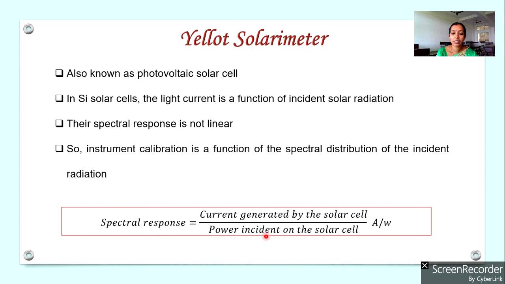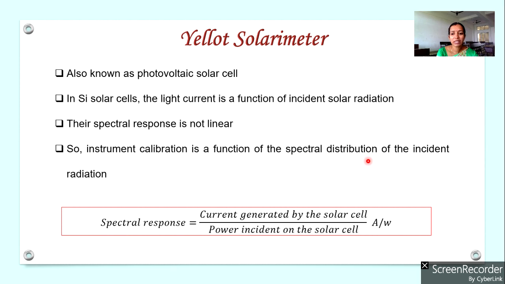So power in corresponding ആയിട്ട് എത്ര കറണ്ട് ജനറേറ്റ് ആവുന്നു, ഫോൾ ചെയ്യുന്ന സോളാർ റേഡിയേഷൻ്റെ പവറിന് കറസ്പോണ്ടിങ് ആയിട്ട് എത്ര കറണ്ട് ജനറേറ്റഡ് ആവുന്നു എന്നുള്ളതാണ് സ്പെക്ട്രൽ റെസ്പോൺസ്. But it is not actually linear, ഒരു ഡയറക്റ്റ് ലീനിയർ റിലേഷൻഷിപ്പ് അല്ല. So while calibrating the instrument we have to consider the spectral distribution of the radiation also.